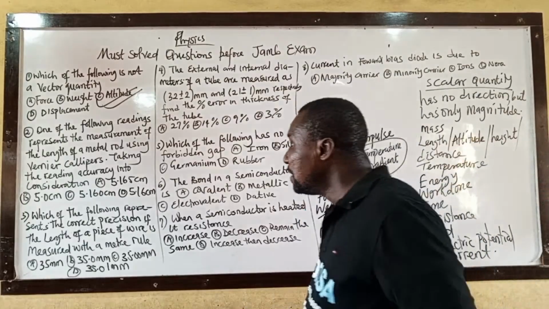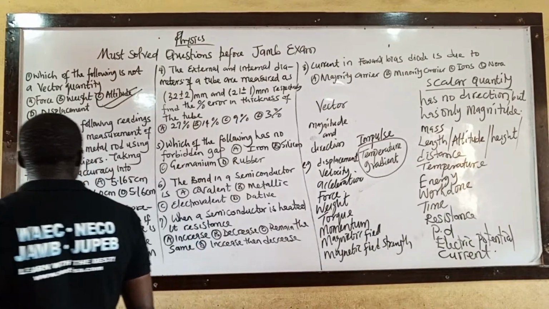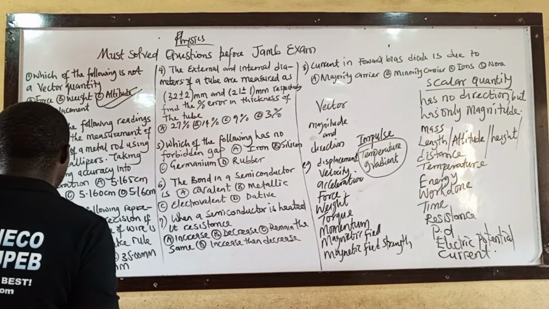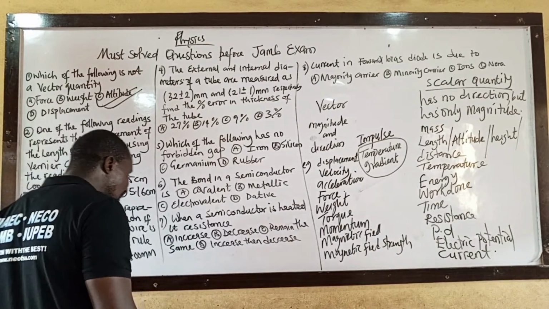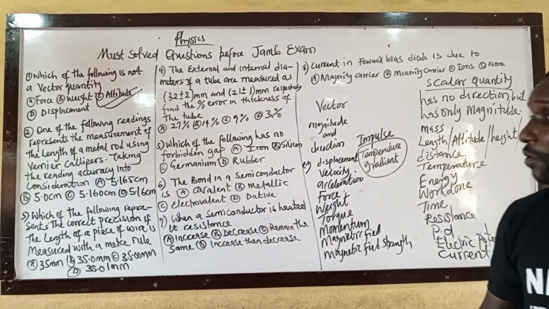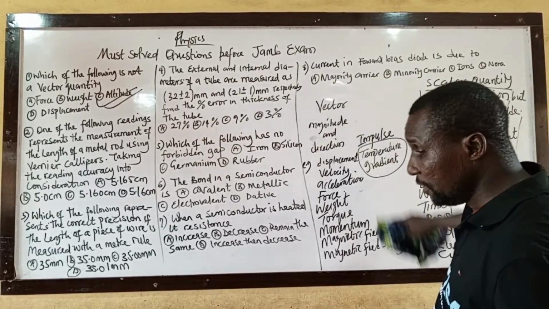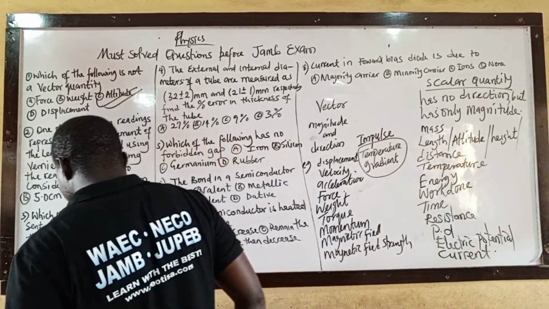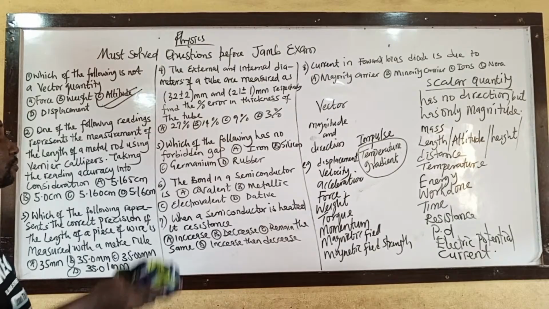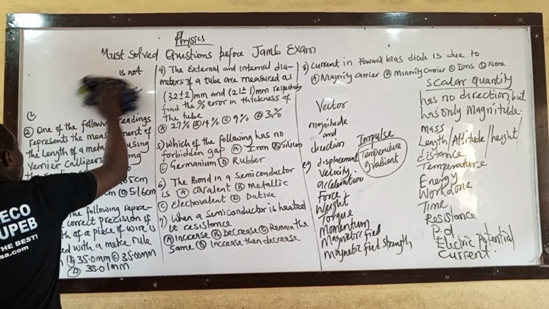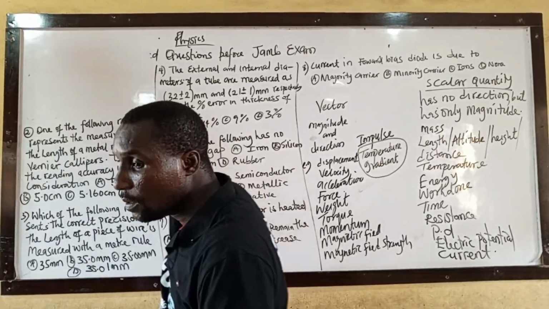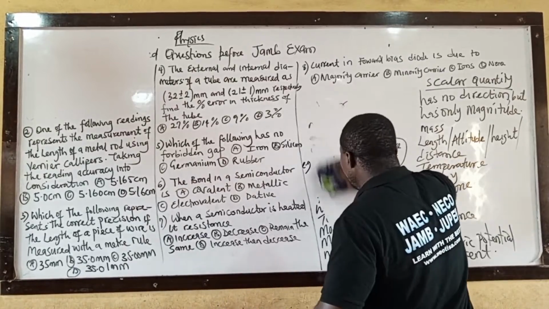Second question. One of the following readings represents the measurement of the length of a metal rod using a vernier caliper. I will quickly explain something here. Vernier caliper. Hope you've written this because I will rub it off. Please be fast. Let me rub this one off.